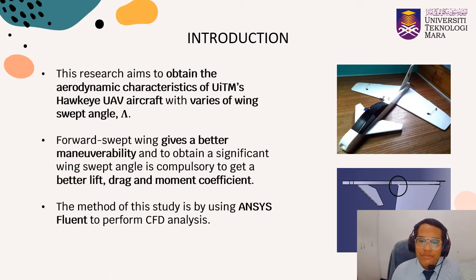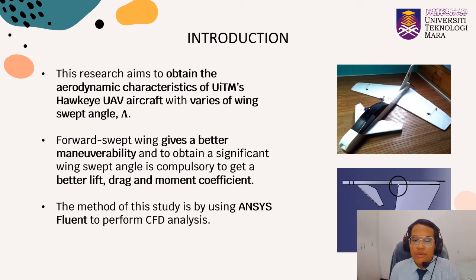UiTM's Hawkeye UAV aircraft is an unconventional aircraft that comes with a fixed and forward swept wing. This type of forward swept angle is theoretically known to have several advantages toward aerodynamics performance, especially in terms of better maneuverability and stability. And obtaining a significant wing swept angle is compulsory to get a better lift, drag, and moment coefficient.